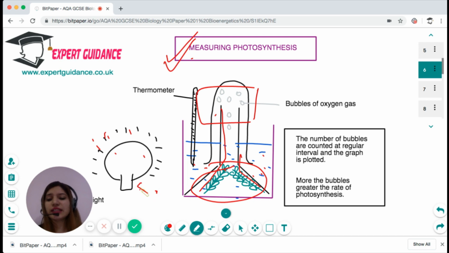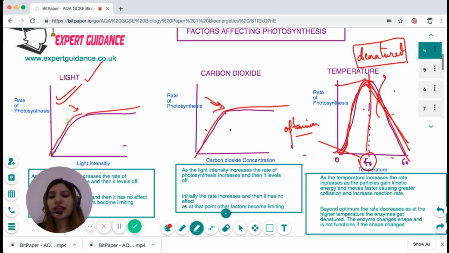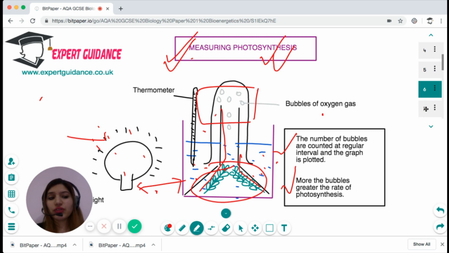If you want to check the light intensity, you can bring the light source near this and count the bubbles. Otherwise, you can take the light source a little farther away and then again count the bubbles. The greater the number of bubbles, the greater the rate of photosynthesis, and that can give you an indication about the rate of photosynthesis. So you can test various factors like temperature, water concentration, the intensity of the light, and you can plot the graph and see how the rate of photosynthesis is affected. In most cases you will get this graph with light, this graph with carbon dioxide, this graph with temperature. You need to remember all these shapes and the explanation for the same.